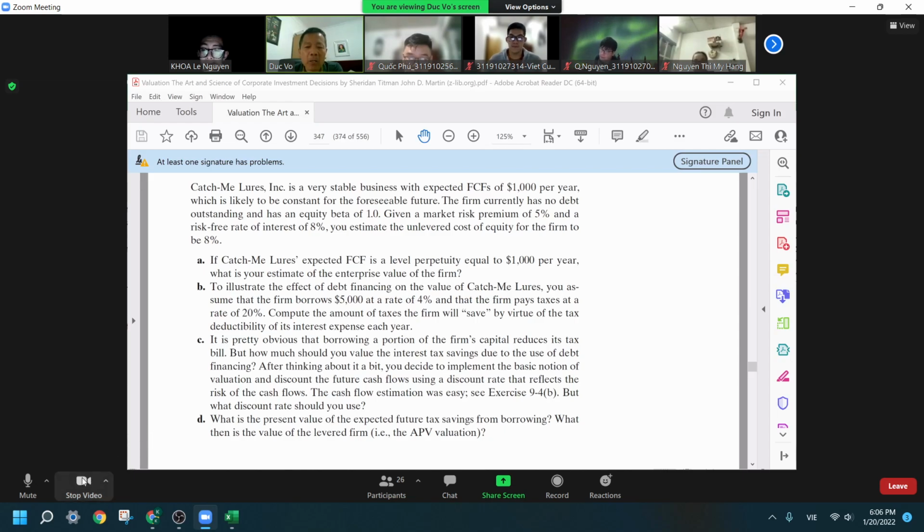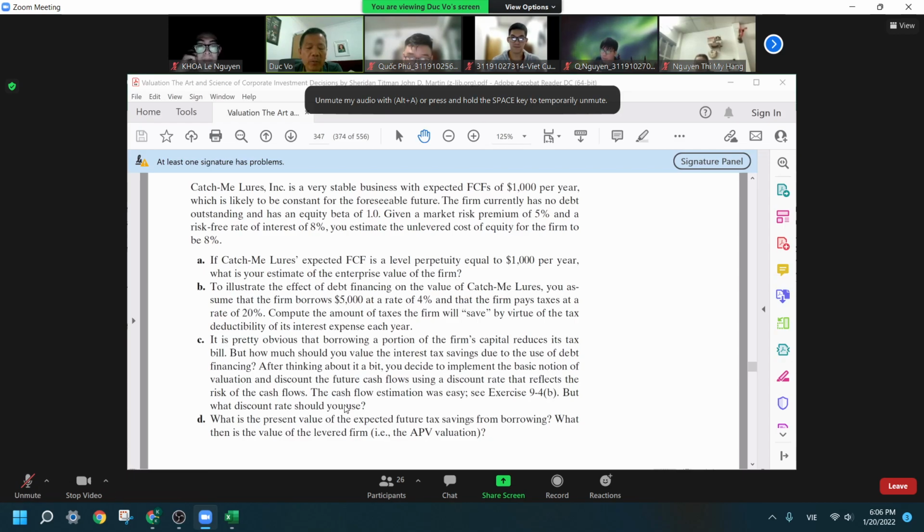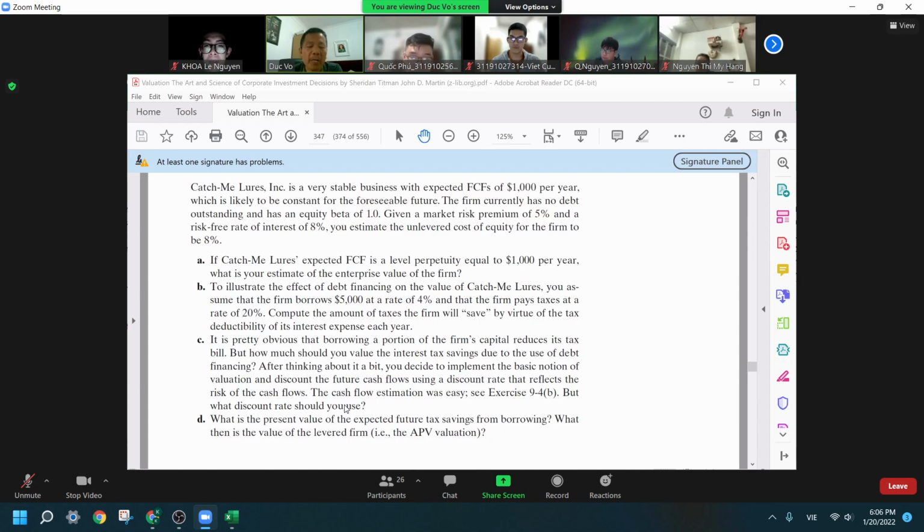So I say again, for the APV valuation, for the present value of the unlevered free cash flow, the discount rate should be the cost of equity. For the present value of the interest tax saving, the discount rate should be the cost of debt or the interest rate. So the answer for that question is simply the cost of debt. In this example, it is 4%.